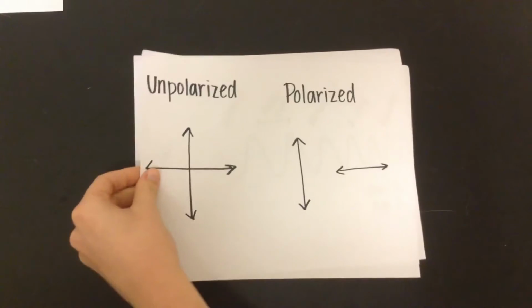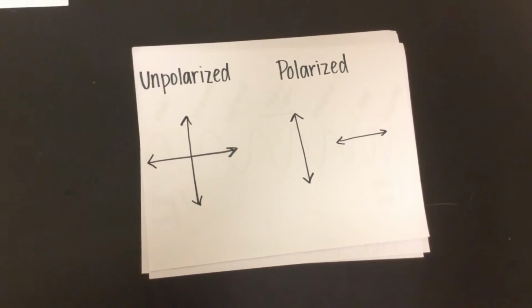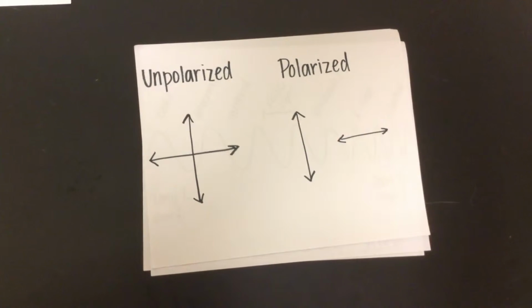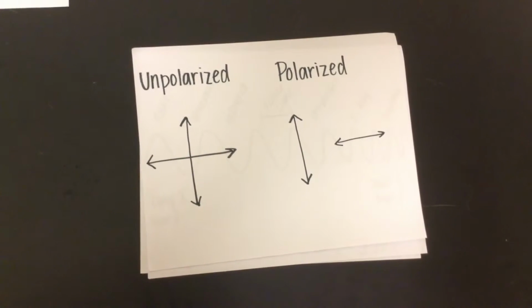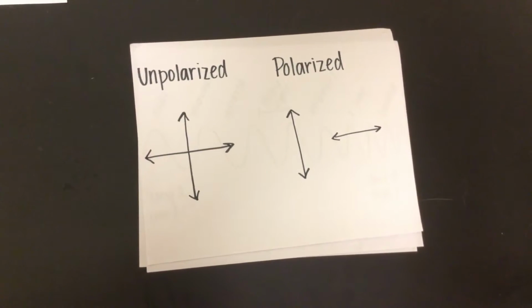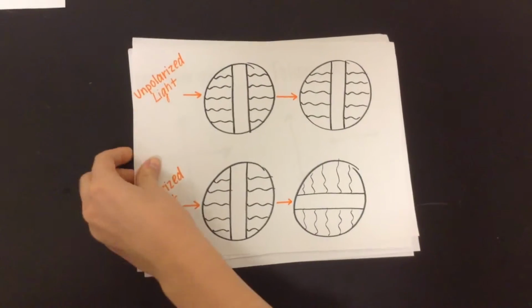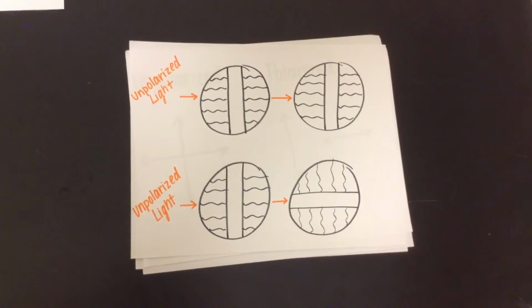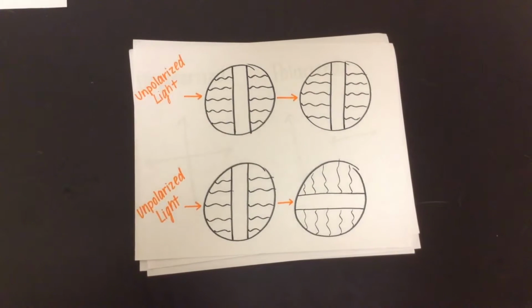There are two types of light rays, polarized and unpolarized. Unpolarized light moves in many directions, while polarized light moves in a single plane. You can make unpolarized light polarized by shining it through a polarizing filter. A polarizing filter only lets through light waves moving parallel to the transmission axis.